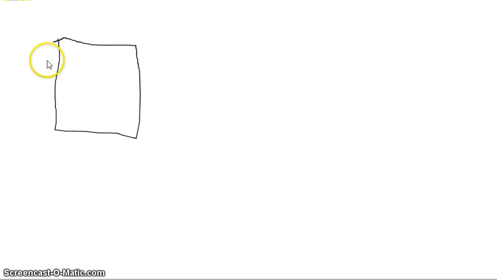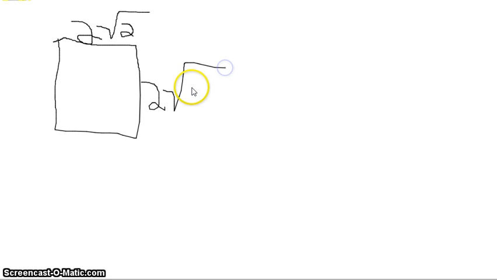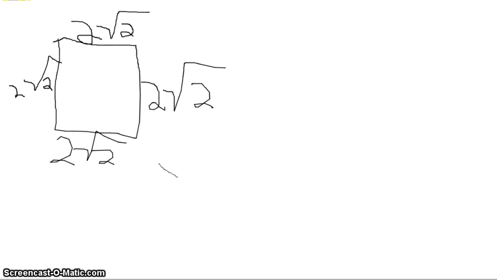So yeah, the square, that's my poorly drawn square. For a perimeter, let's say we have 2 radical 2, and that's a square, so it's got these all over the place.